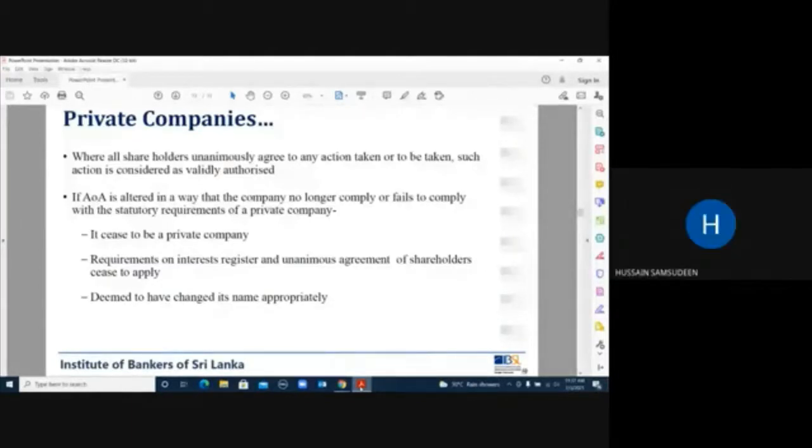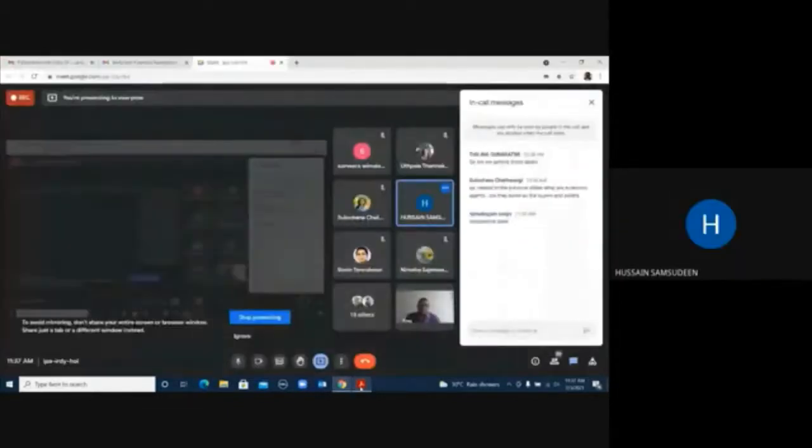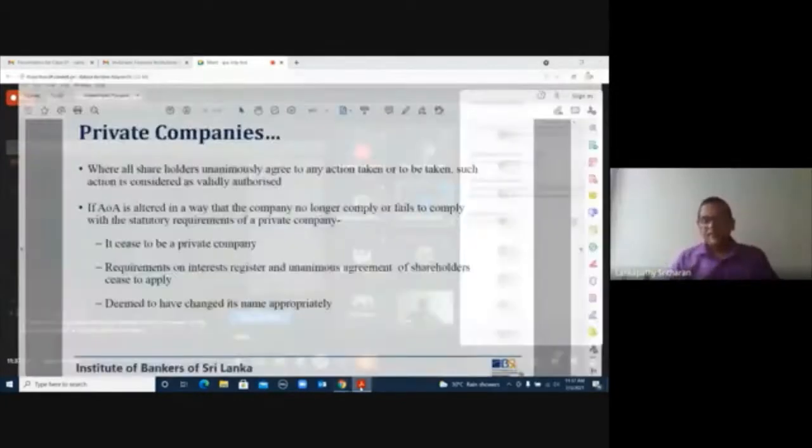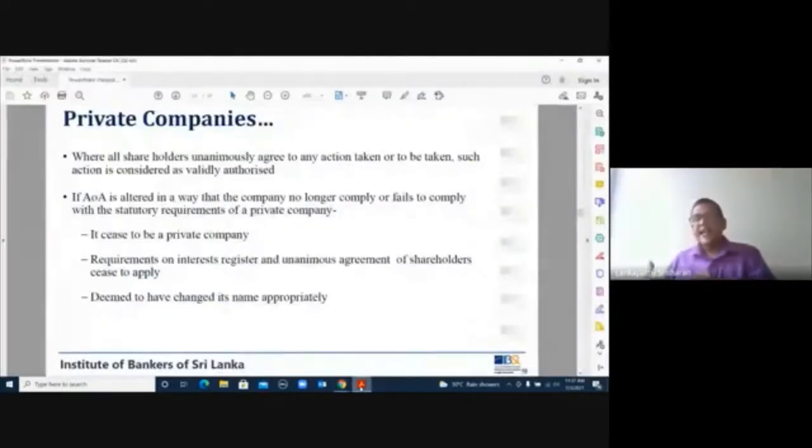Can I kindly know what the importance of the interest register is? Yeah, we will discuss the interest register also in a subsequent section. Actually, it is maintained to show how much interest each and every shareholder has. So it will give an idea about the shareholder ownership in the interest register. By maintaining that, the general public or later stakeholders have access to know how much interest other persons have in that particular company. It is also important for all the shareholders to get to know each and everybody's interest.